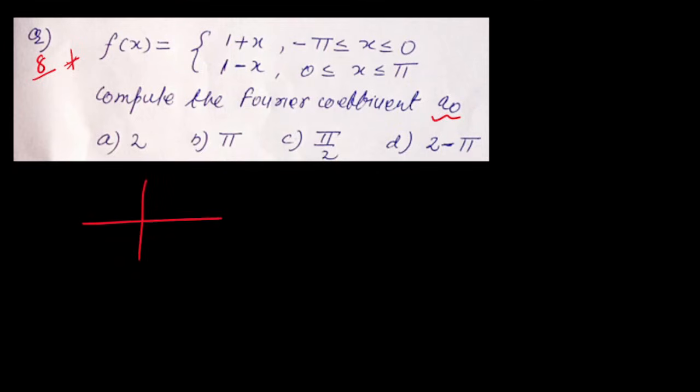But in case you are in doubt, I can draw the graph also, because I have highlighted that this is an even function. Suppose I ask you what is the Fourier coefficient Bn for this function, you can directly answer that it is equal to 0.